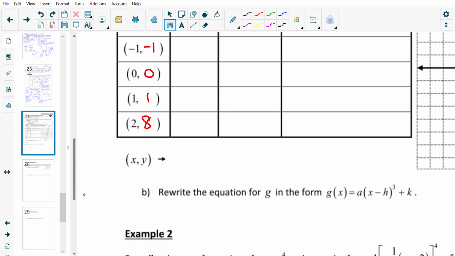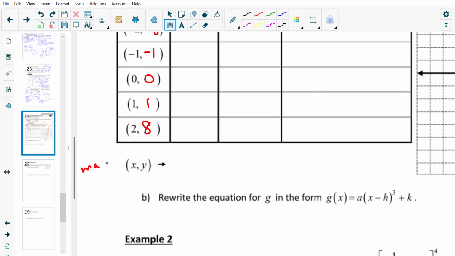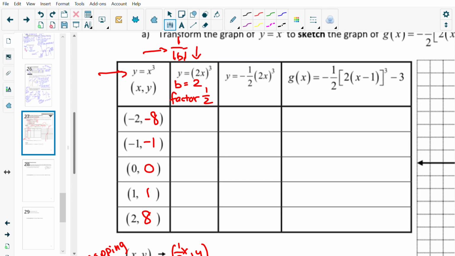So if I go down here, let's do our mapping. So this is our mapping notation. Okay, for this first column, we're going from (x, y) to (1/2 x, y), not changing the y. Okay? So if I apply the factor of 1/2, that becomes -1, -8. -1/2, -1. 0, 0. 1/2, 1. And 1, 8.